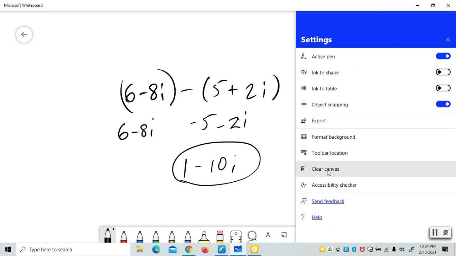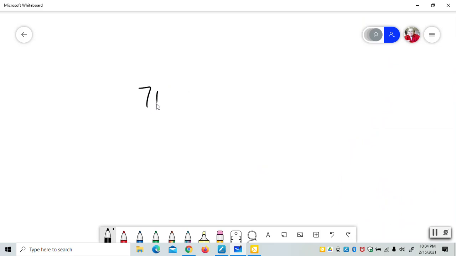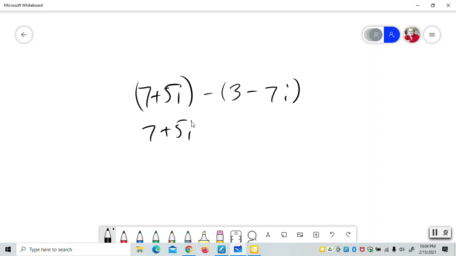If you had something like 7 plus 5i minus 3 minus 7i, well, once again, the first one's not changed. Negative times a positive is a negative. Negative times a negative is a positive. So 7 minus 3 is 4. 5i plus 7i is 12i. 4 plus 12i. Easy as that.